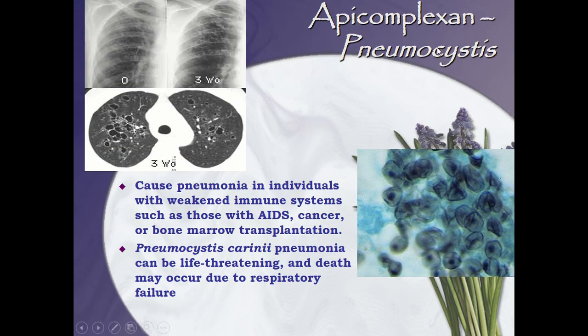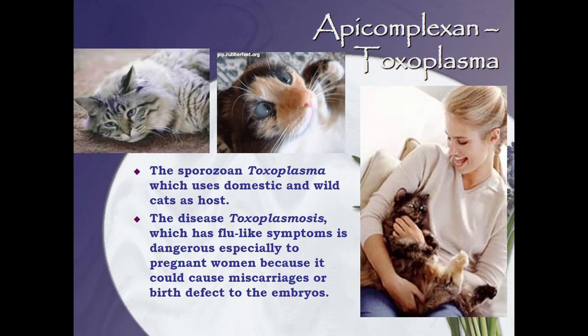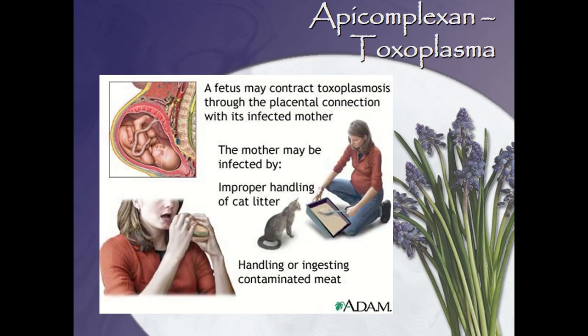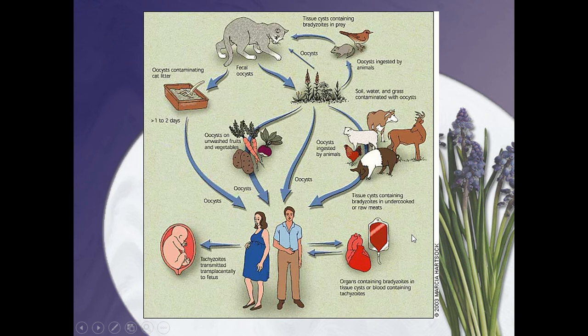Next, we're going to look at Pneumocystis carinii. Pneumocystis carinii can cause pneumonia, which can lead to the failure of the respiratory system. Another example of an apicomplexan parasite is Toxoplasma. Toxoplasma gondii can cause the disease called toxoplasmosis, in which this disease can cause a pregnant woman to miscarry or cause birth defects in the embryo. Last but not least, this is how Toxoplasma gondii infects a pregnant woman through cat litter, and this is the cycle.